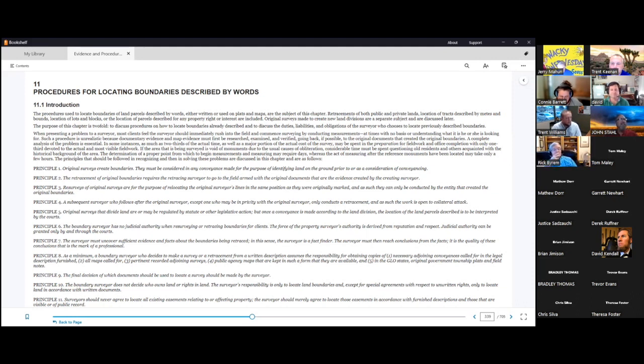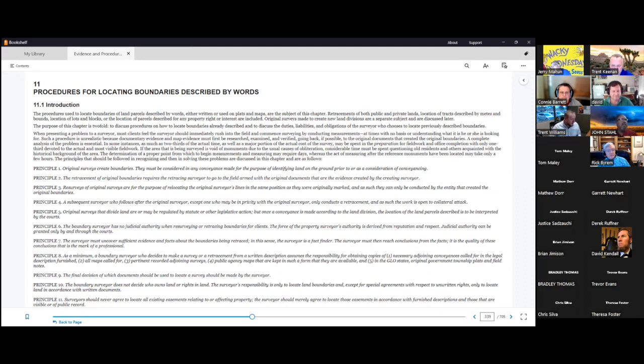But the frustrating part is procedures for locating boundaries, and it's the "described by words" part. My mind kept going, well, what does that have to do with anything? I mean, this is just procedures for surveying, period, end of story. This is how you should be doing it. So I kept looking for that caveat. Well, by words, why was that in there? That's why it was frustrating, because every time I read through it, I'm like, okay, what am I supposed to get out of here that I'm not?